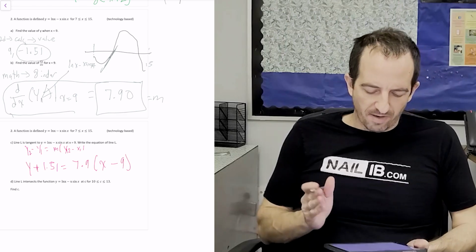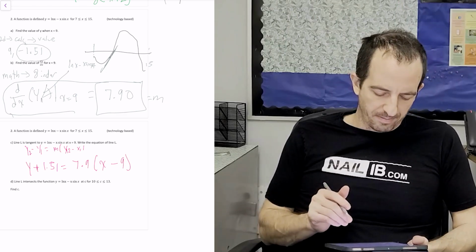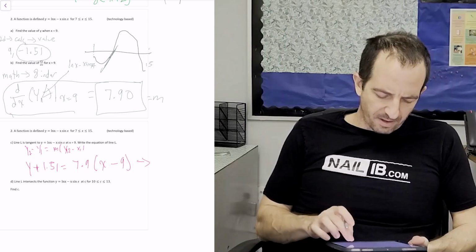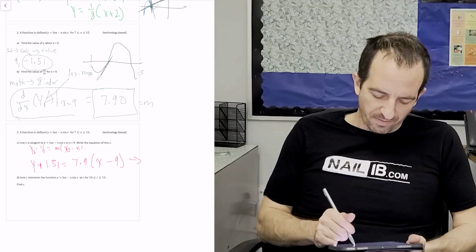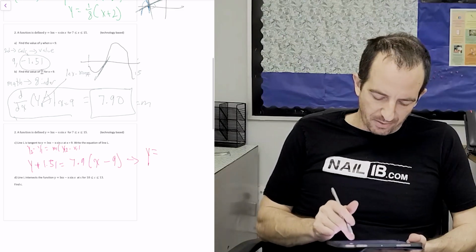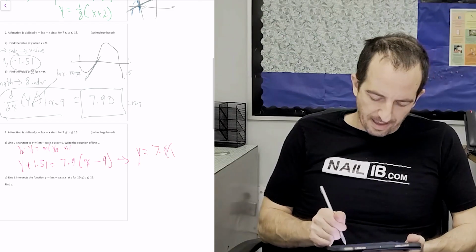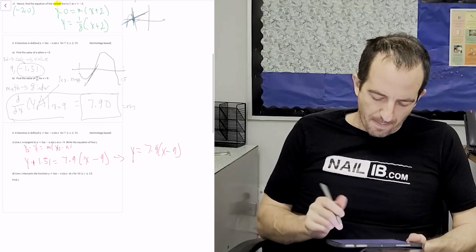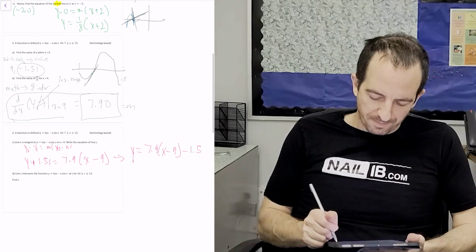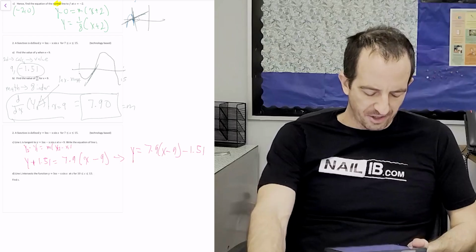You can leave it like that, or oftentimes I'll tell you which form to put it in. I will actually convert it now because I see the next problem is going to use it. 7.9 times x take away 9, minus 1.51. So that's going to be the equation of the tangent line.